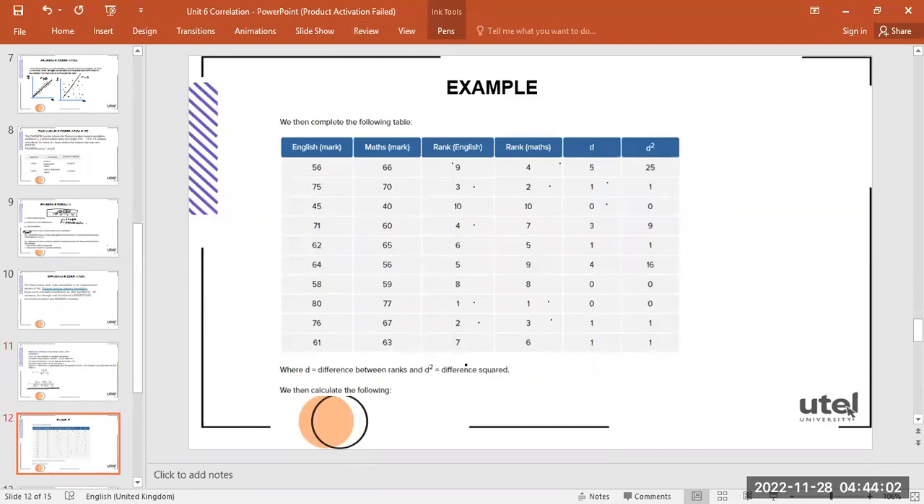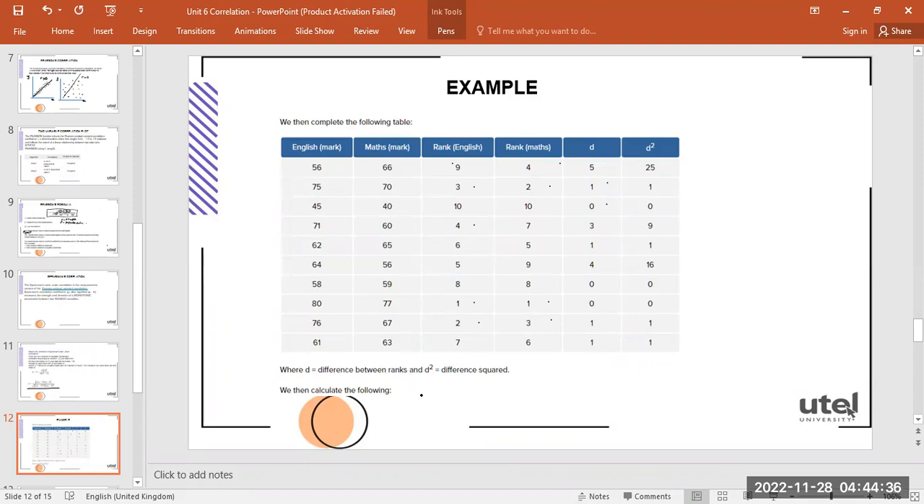Now you can see in this case we have been given a table of the scores obtained by students in two subjects, that's English and mathematics. And you can see here, let's see how many students we have here. 1, 2, 3, 4, 5, 6, 7, 8, 9, 10. So these are all the scores in English, and these are the scores in mathematics.